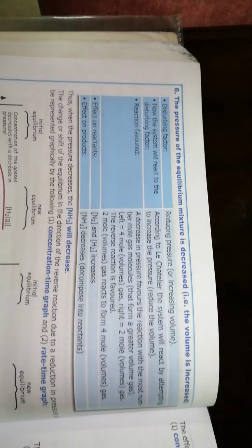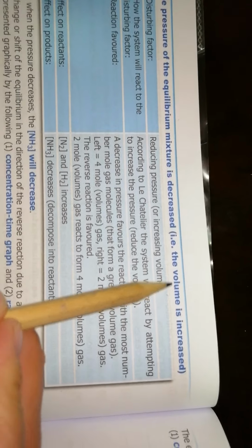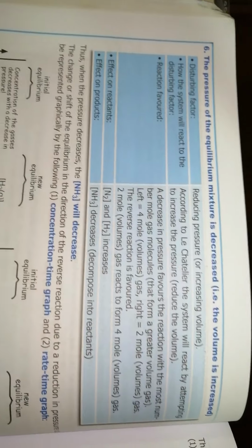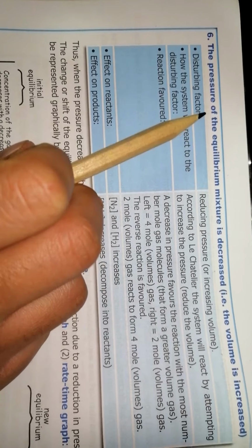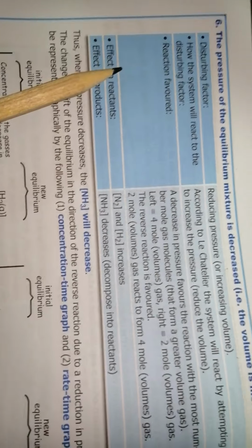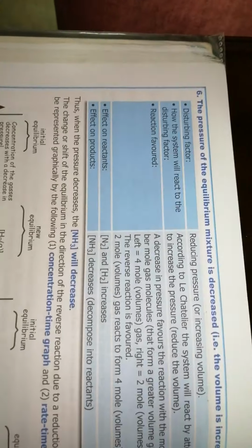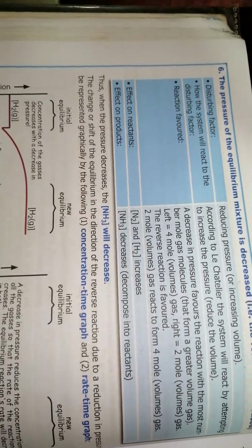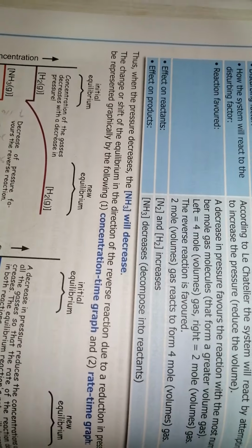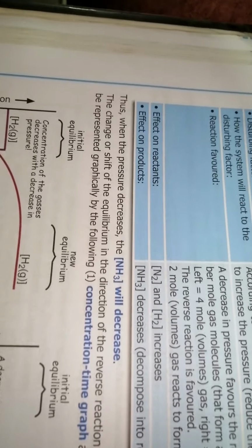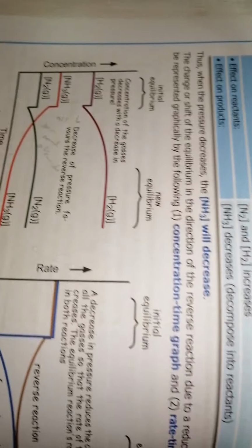Right, let's look at the sixth type of disturbance, which here is the pressure of the equilibrium mixture is decreased. Decreasing volume is the same, decreasing pressure is the same as increasing volume. And we know that if you decrease pressure, the reaction will go to the most number of moles, and in this case the most number of moles is the reactants. So the reverse reaction will be favored, you will make more reactants and products will decrease.